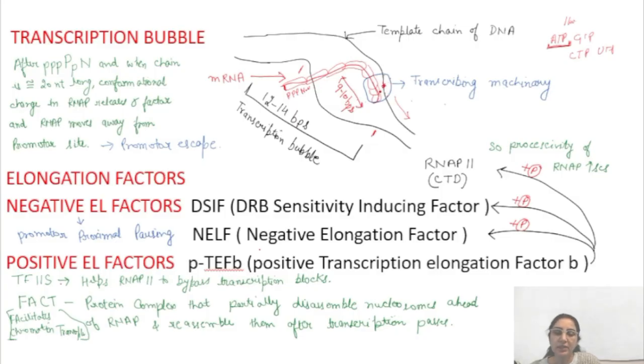This DNA molecule actually unwinds in this portion. Due to that, there is a creation of a bubble-like structure here. This portion is around 12 to 14 base pairs long and is known as the transcription bubble. In the transcription bubble, RNA polymerase is transcribing the RNA molecule.